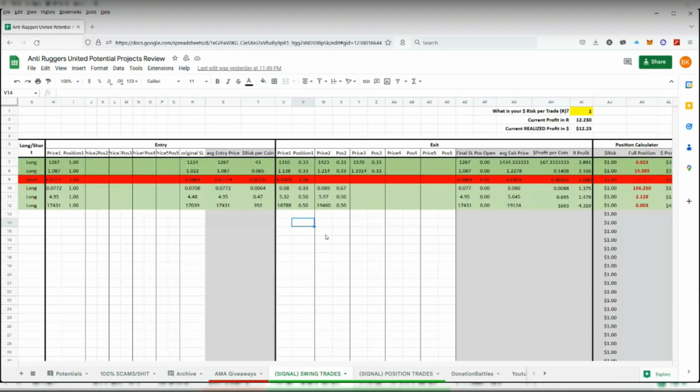For example, if you have a trade where you're buying BTC at $20,000 and your stop loss is $19,990, you're only risking $10 per trade, right? Because if your stop loss gets hit, you're only risking $10 per BTC. But if your account only has $1,000, you can't risk $10 per BTC, because even if you buy $1,000 worth of BTC and it hits your stop loss, you're only going to lose maybe $1.